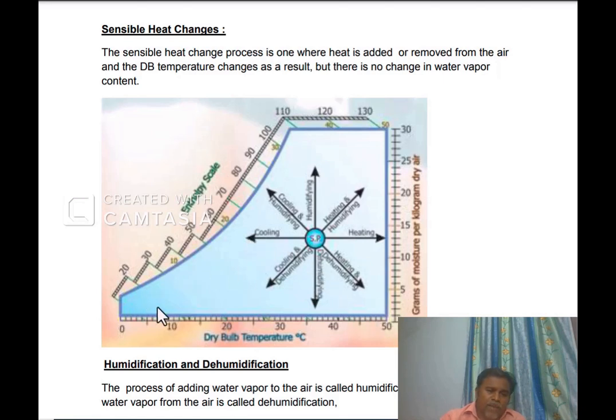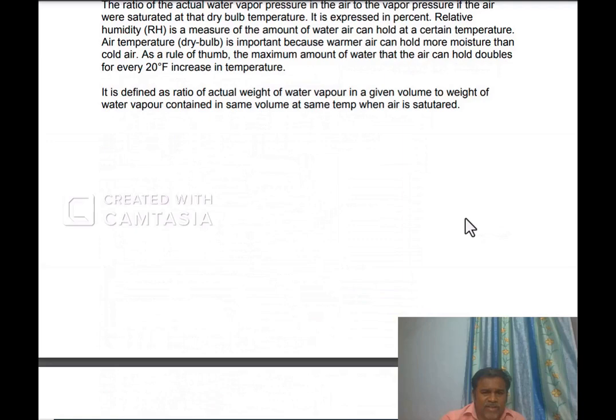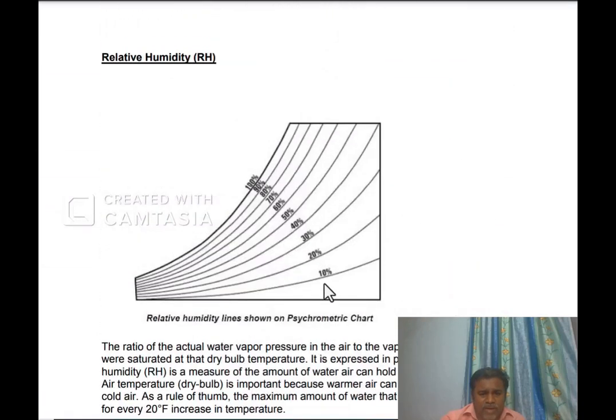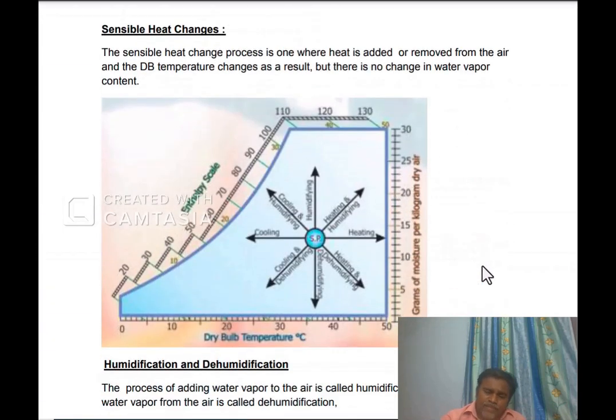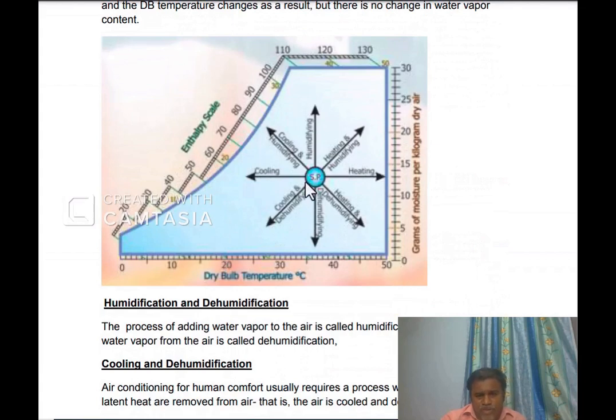See, my dehumidification. Suppose I am starting from here. You can see the chart here: 10, 20, 30, 40, 50, 60, 70, it is trying to increase. The humidity level is increasing from down to the top. So again, if you see here, my process is cooling and dehumidification, so I am going down here. Dehumidification is removing the water vapor and moisture, and cooling. So this process is called our cooling.